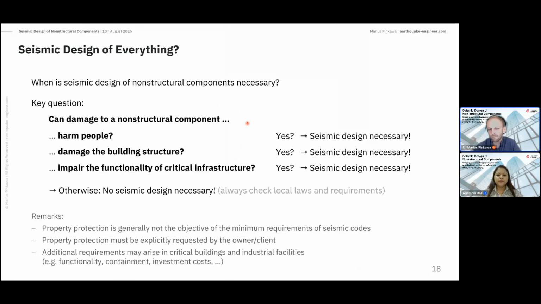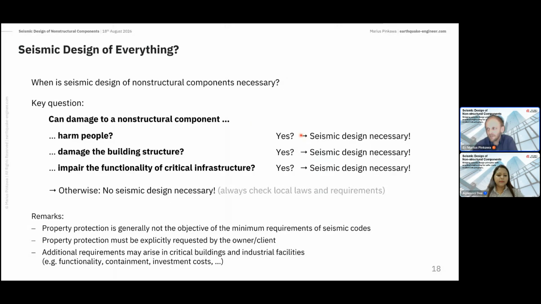Seismic codes mainly consider the protection of human health. So property protection is not an issue for seismic codes. If you need to consider this, for example, if you are the manager of an industrial facility and you have a very critical component, you paid maybe $1 million for it, so probably you want to save your investment. Or if it's a key component for the process, so probably you want to keep this component alive.